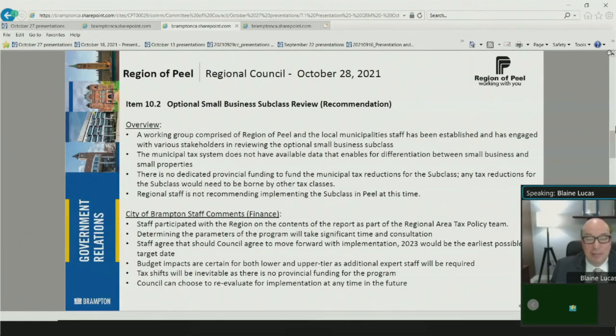area tax policy team. Determining the parameters of the program will take significant time and consultation. City staff agree that should Peel Regional Council move forward with implementation, 2023 would be the earliest possible target date. The Brampton budget impacts are certain for both lower and upper tier municipalities, as additional expert staff would be required. Tax shifts will be inevitable as there is no provincial funding for the program. Peel Regional Council can choose to reevaluate for implementation at any time in the future. So if we could move forward now to the next slide.